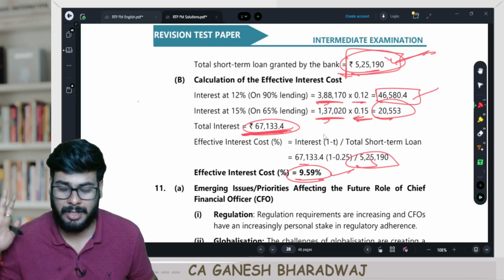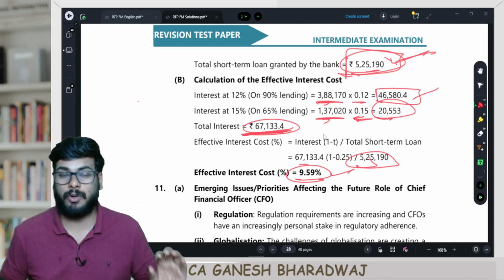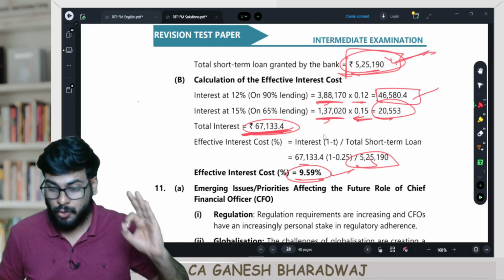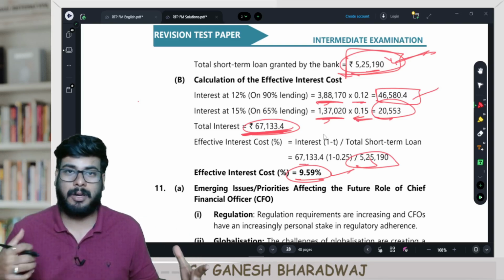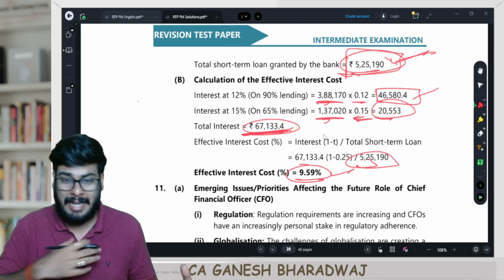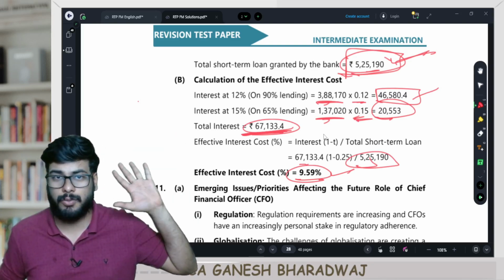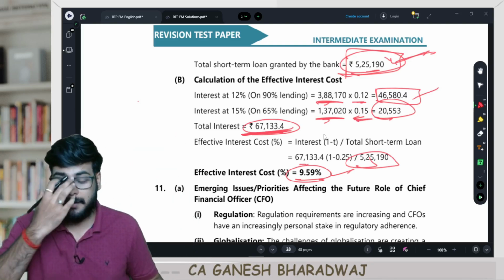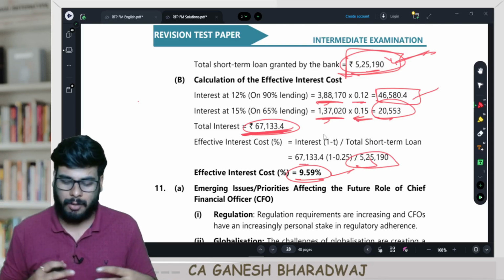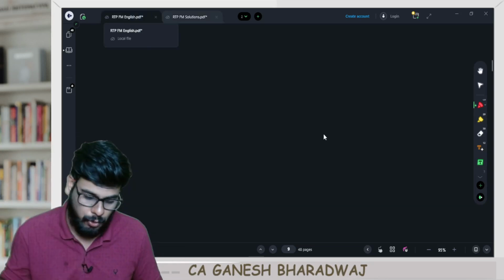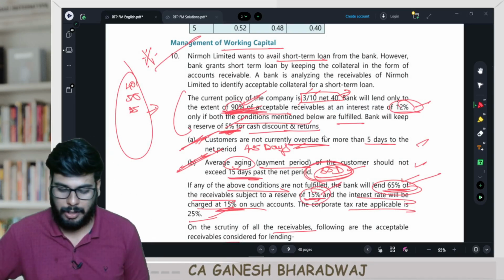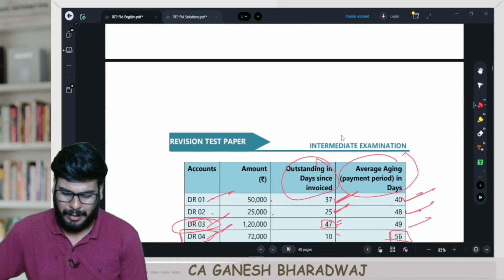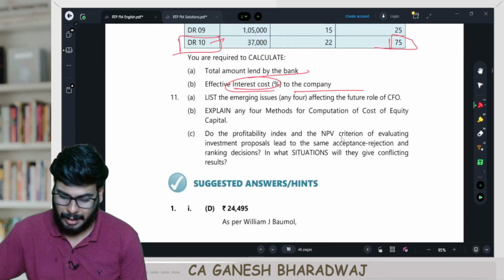Are you clear with this, guys? This is what they have asked in the question. Now it's a very, very unique question. I have not seen this question anywhere in your institute study material. This is the first time they have framed a question of this sort. Please watch out for this particular question as well. And with that, we have completed this question on working capital, right? And with this, I think the entire RTP is done.